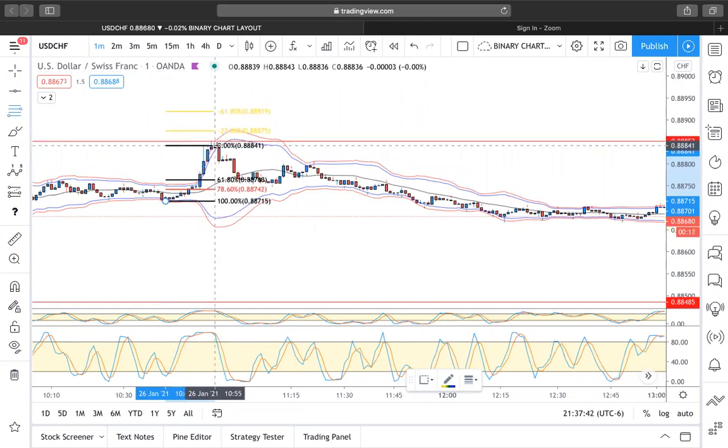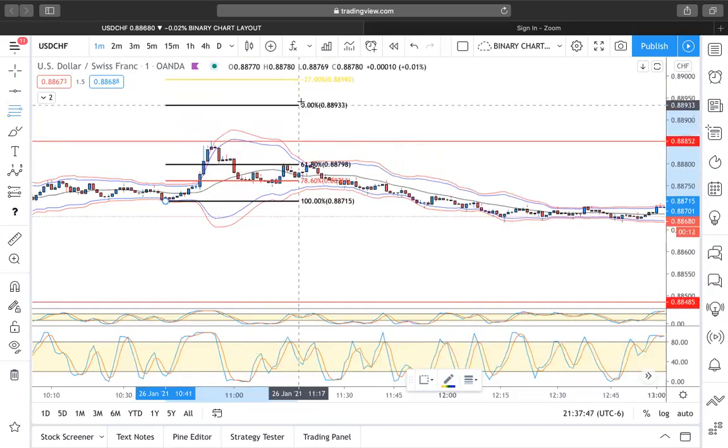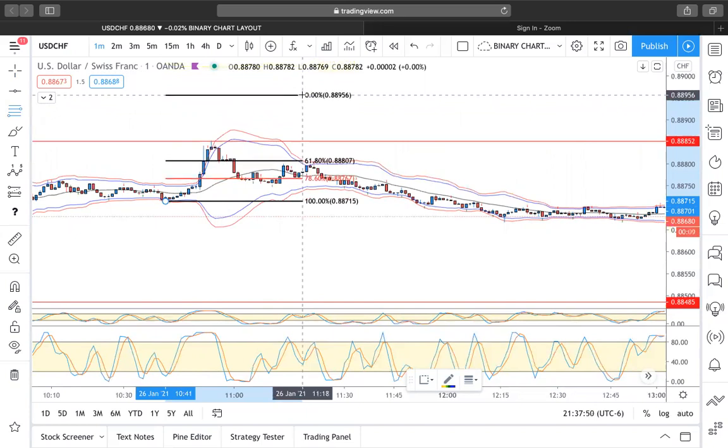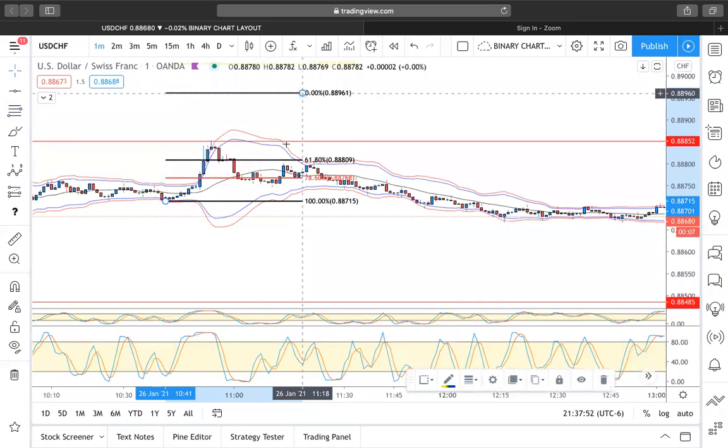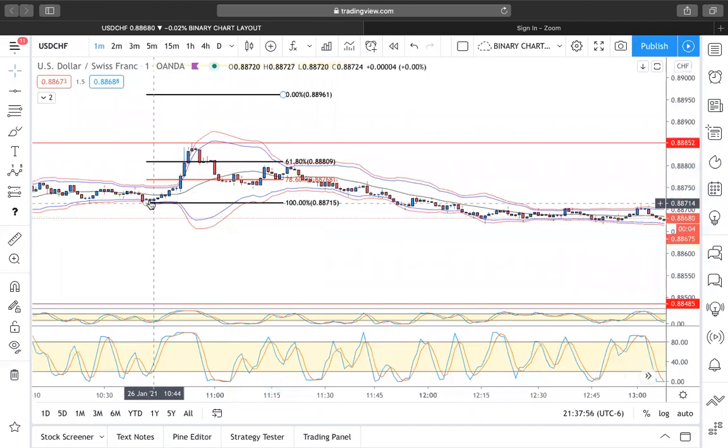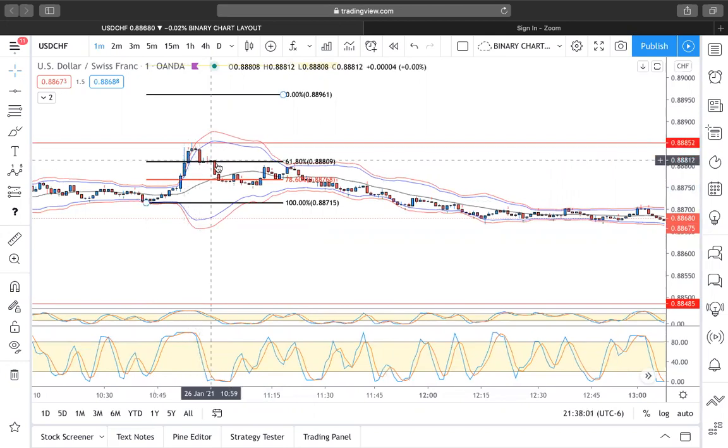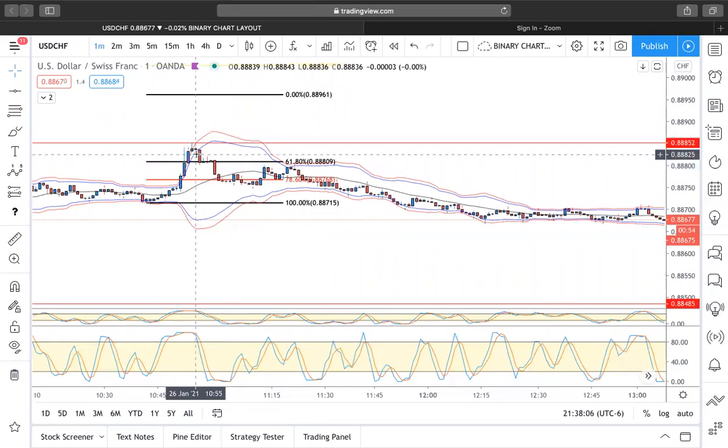But in binary, since the market moves so fast, I like to move it to where market consolidates. Me, I would have picked right here. You move the fib to where market consolidates because that's where it's going to create a pattern in binary. These are 1 minute candles. So I would have placed it here and I would have saw that it's right in the Bollingers.